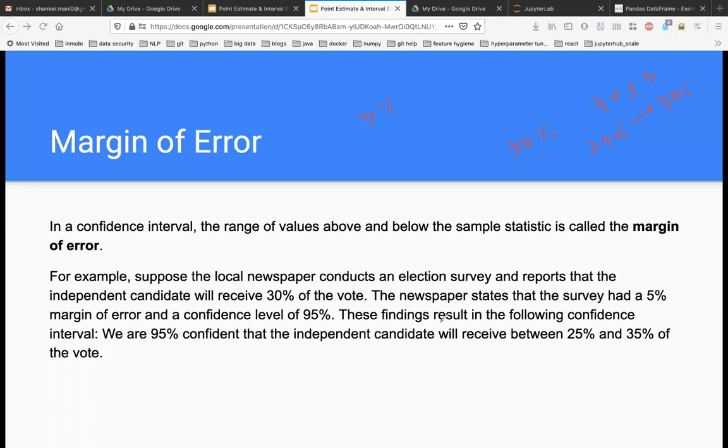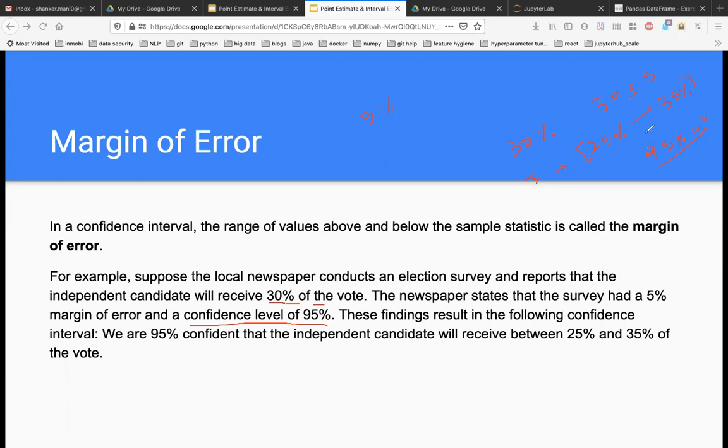Now they have also mentioned their confidence level is 95%. What this means is that this independent candidate will receive votes in the interval of 25 to 35% with a 95% confidence level. This is how you can interpret such problems. If you go back to the point answer, 30% or 31% or 32%, there is a chance that you might not hit that most of the time. So it is a good idea to give an interval estimate with some confidence level associated with it.